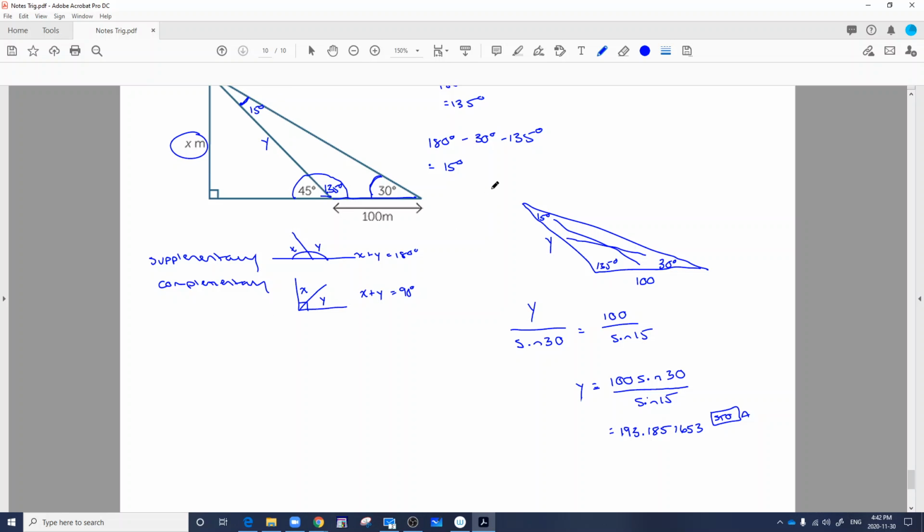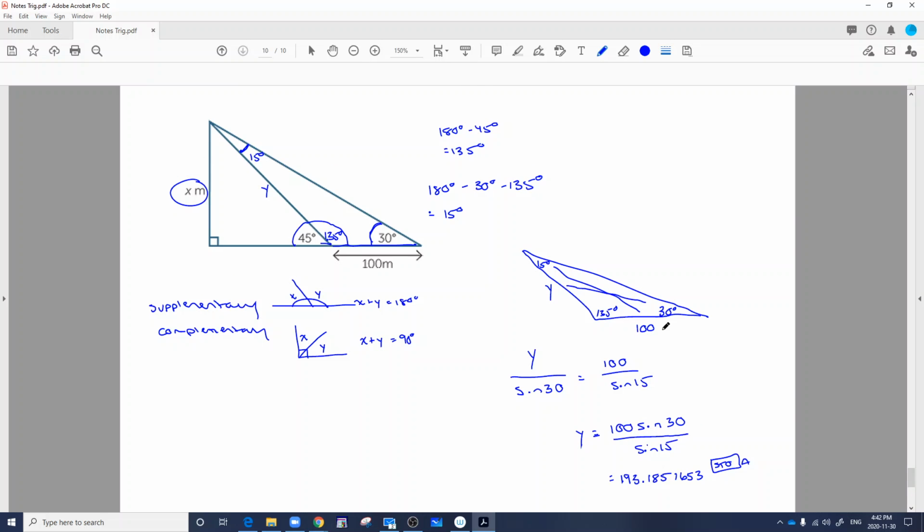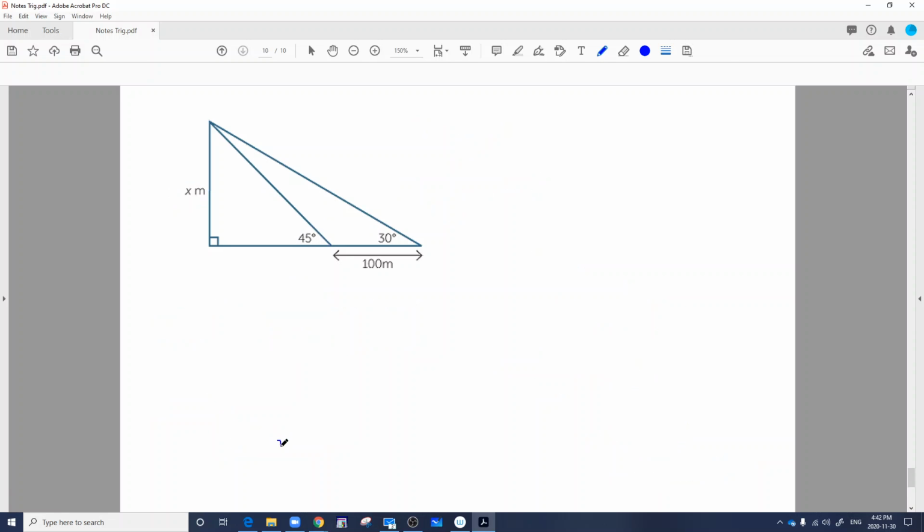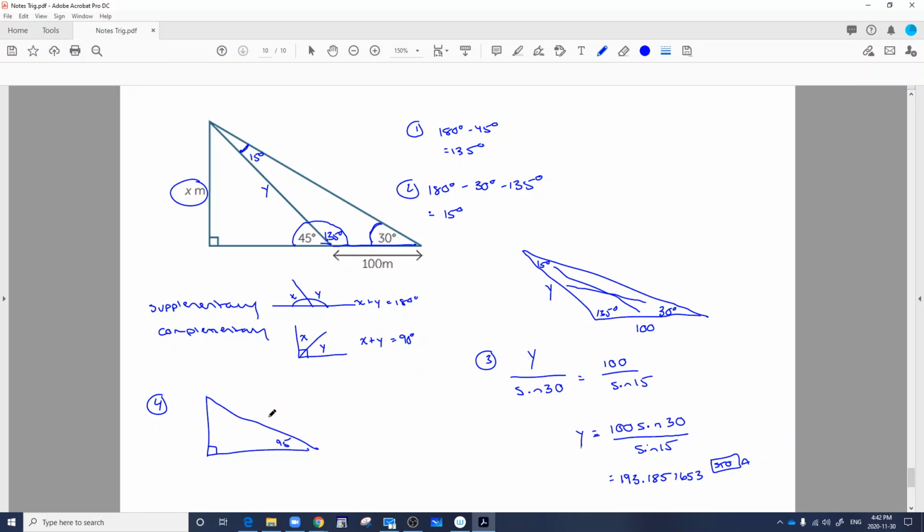So maybe we want to go through, what did we solve for first here? We solved for this, then we solved for this, then we solved for this. And now the next thing we're going to solve for is in this right triangle. So let's draw that right triangle. We know this is 45. We now know side y is 193.1851653. Okay, and so now they're asking us to solve for x.